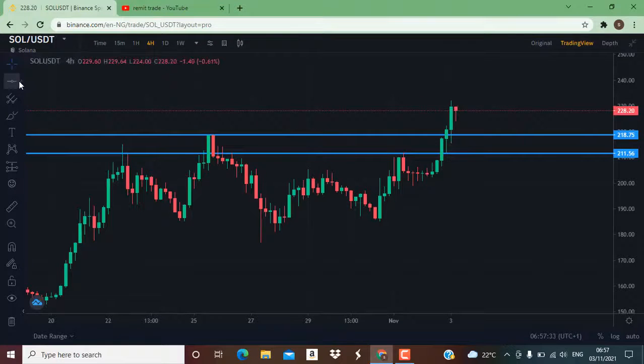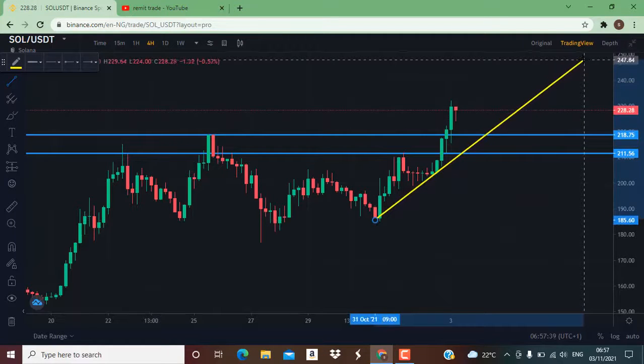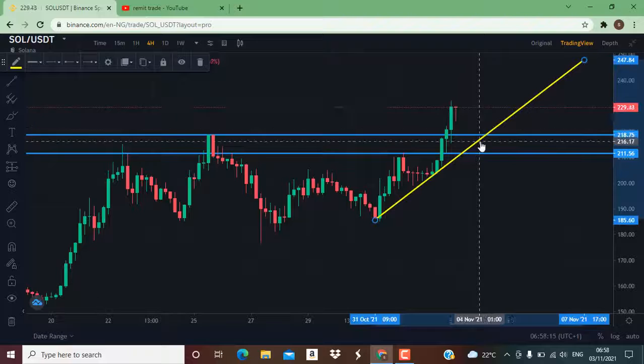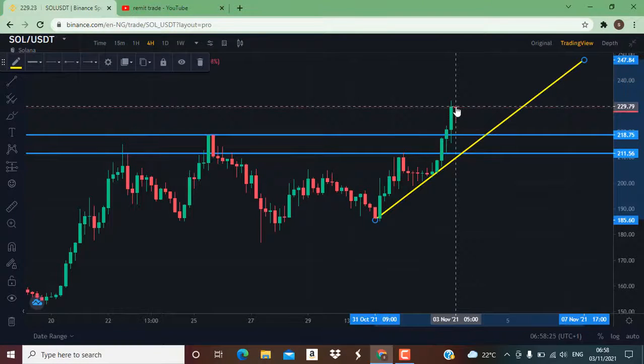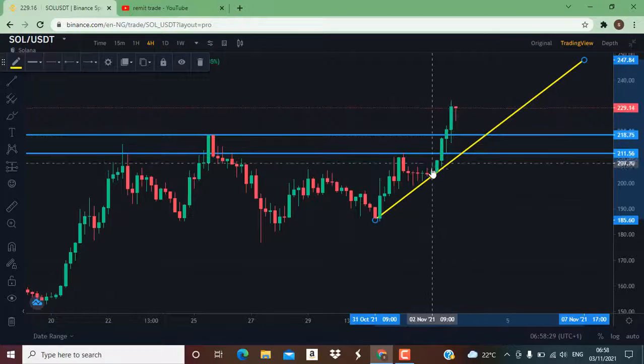So if you missed that analysis, this is not the right time to take a trade right now. One more thing I want to draw on this chart: if you draw a trend line from here to the upside, then you want to see the market come back into this level or touch this trend line, and that will give enough room for us to take a trade for the market to go back to the upside. But first of all, what I'm expecting right now on Solana is a retracement back down because the market has been moving up.